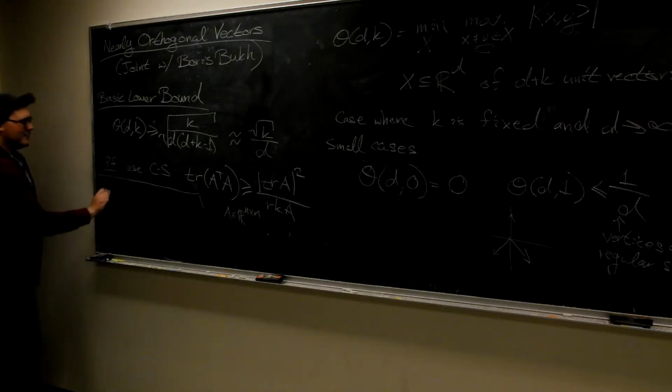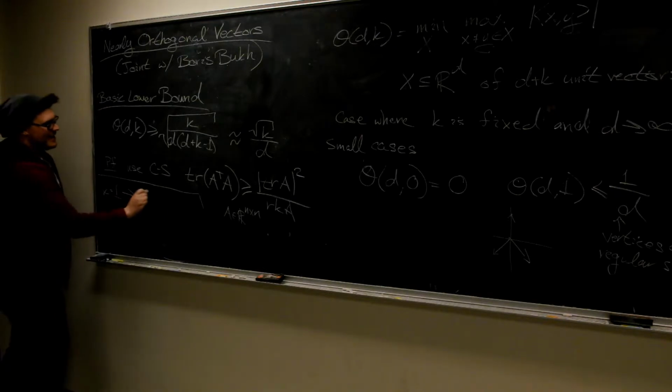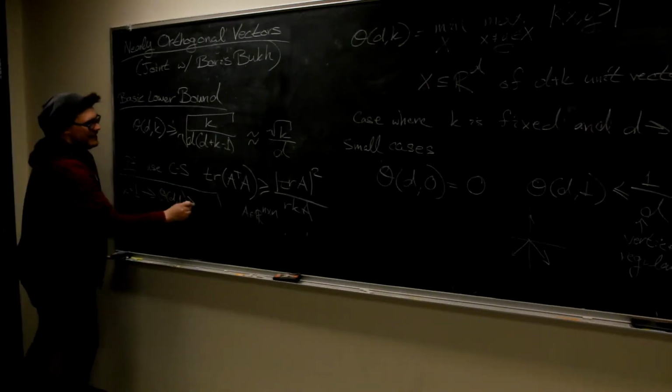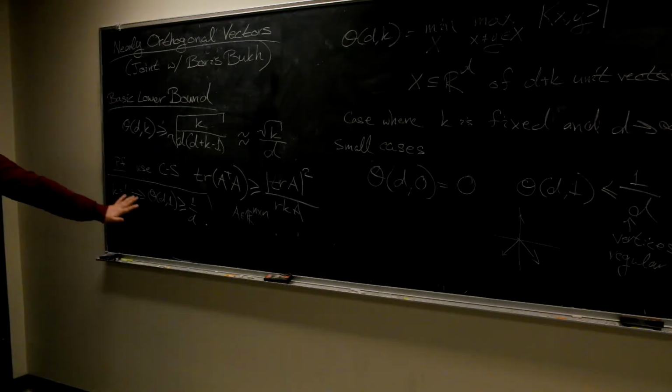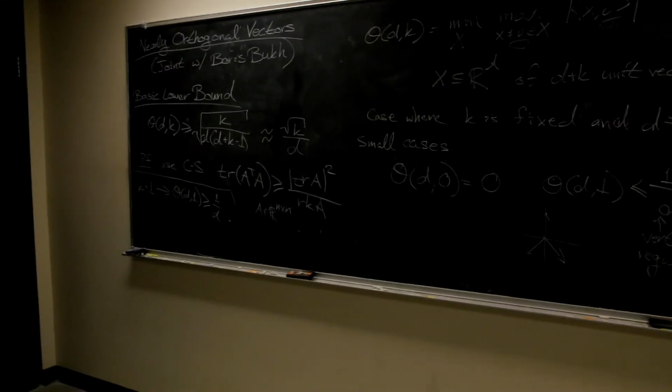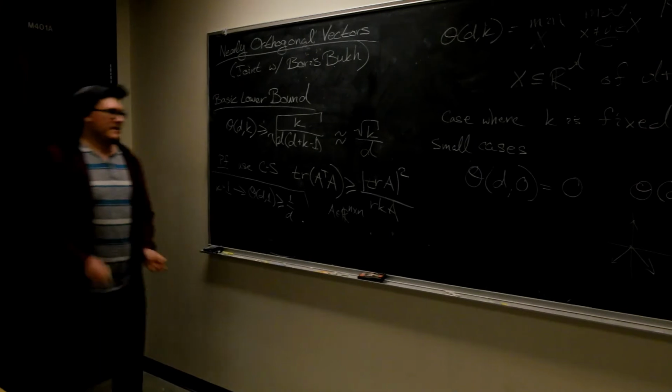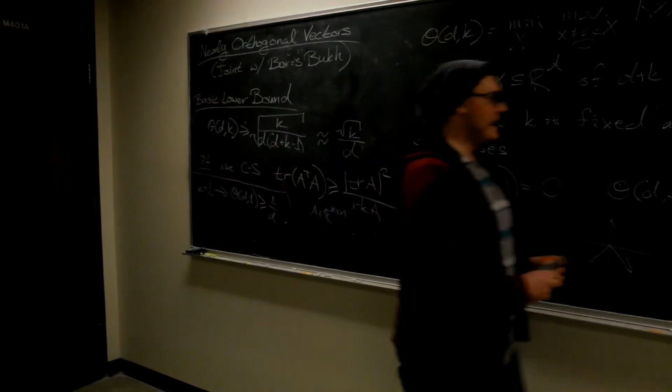If we plug in k equals 1, this tells me that actually theta of d comma 1 is bigger than or equal to 1/d. So we know that 1/d is in fact the correct answer here. Unfortunately, this is not going to give you the right answer for any other k. And that's what we want to talk about, is what happens for other k.